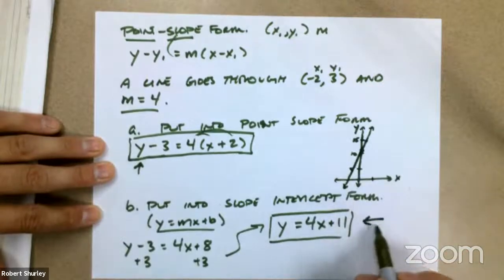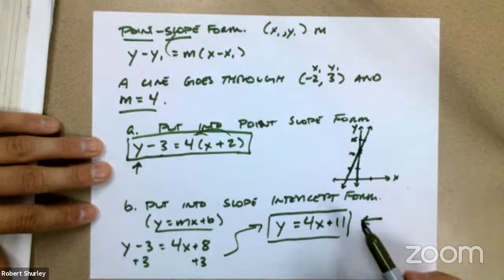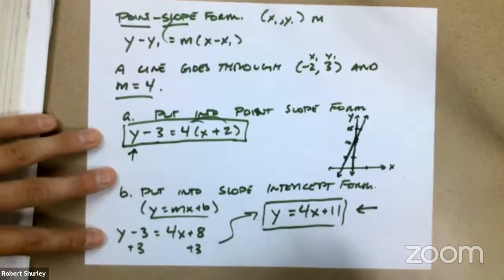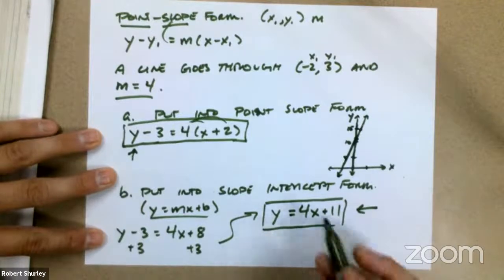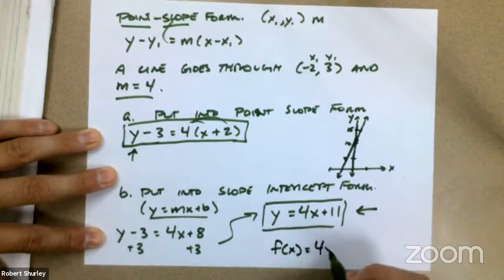Again, typically this is the way to write the equation of a line. If your test or your book asks you for the equation of a line, this is what it's asking for, because we can write this as a function since y is by itself. If we wanted to, we could write this as f of x equals 4x plus 11, right?